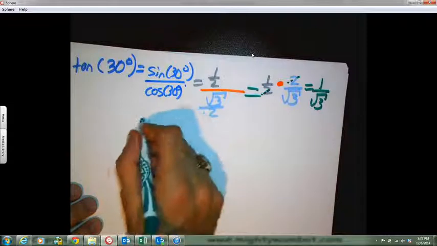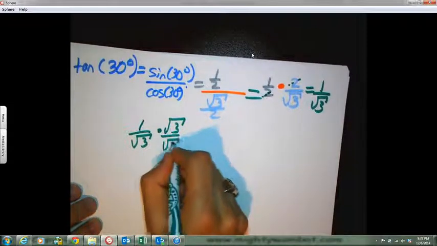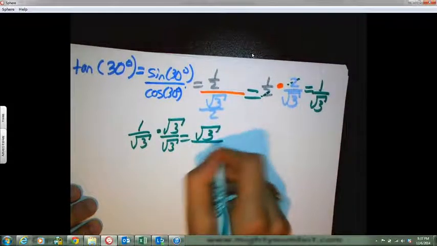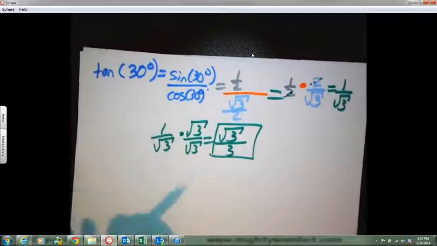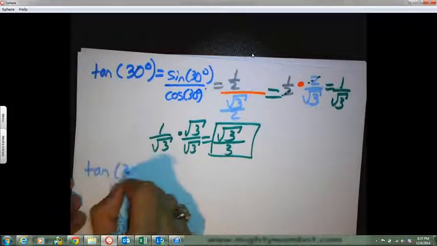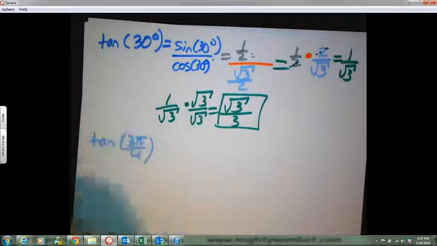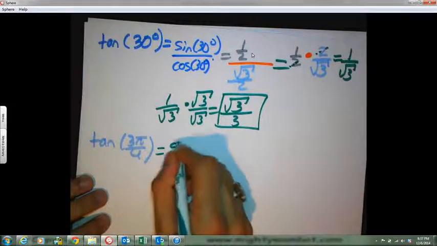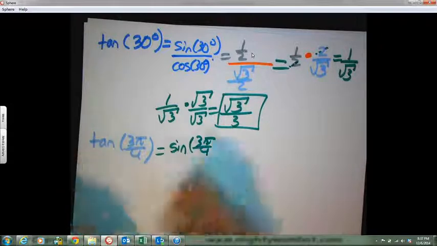Let's do another example. Let's do tangent of 3 pi over 4. Let's do tangent, sorry my phone is going off, tangent 3 pi over 4. So again, that is equal to sine 3 pi over 4, close the parentheses, divided by cosine 3 pi over 4.